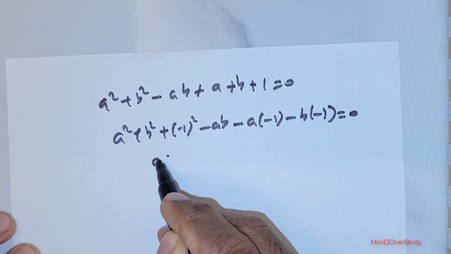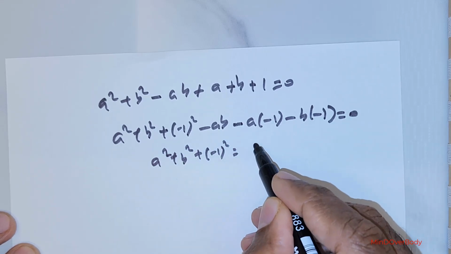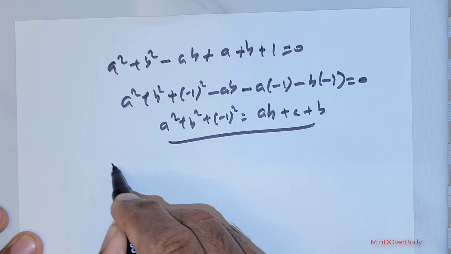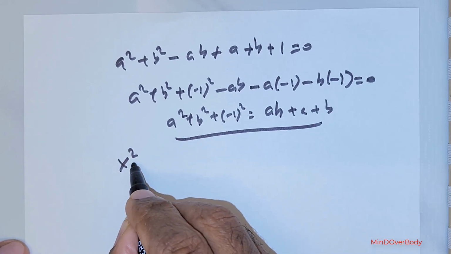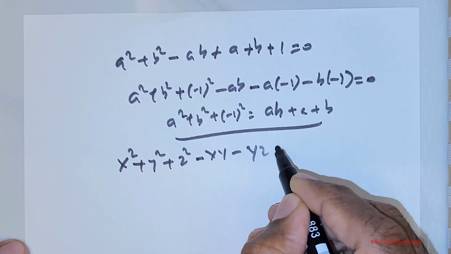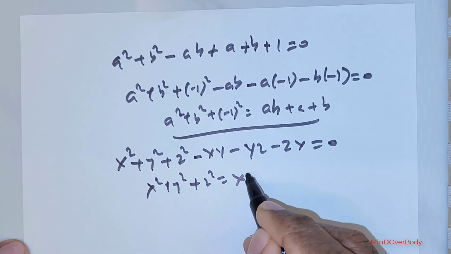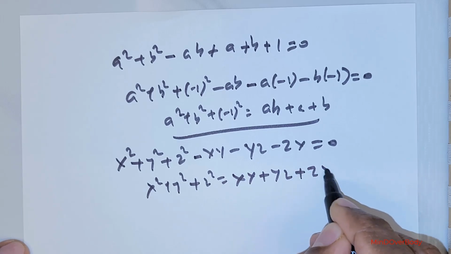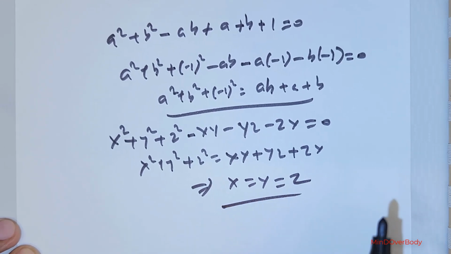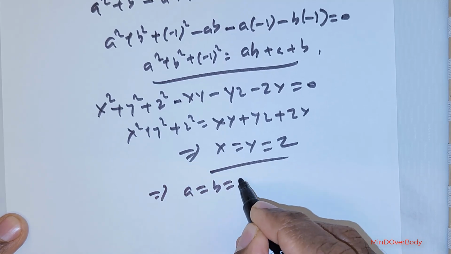Now this means you have a² + b² + (-1)² is equal to, you can take everything to the other side, you get ab + a + b. Now this is very similar to our known equation x² + y² + z² - xy - yz - zx = 0, which means x² + y² + z² is equal to xy + yz + zx, which means x should be equal to y should be equal to z. Okay, so by this we have a is equal to b is equal to -1.